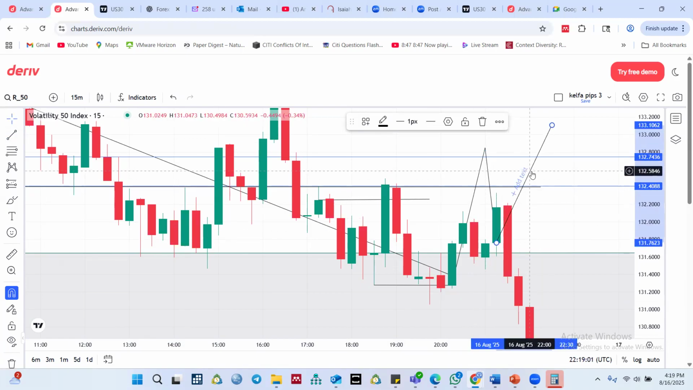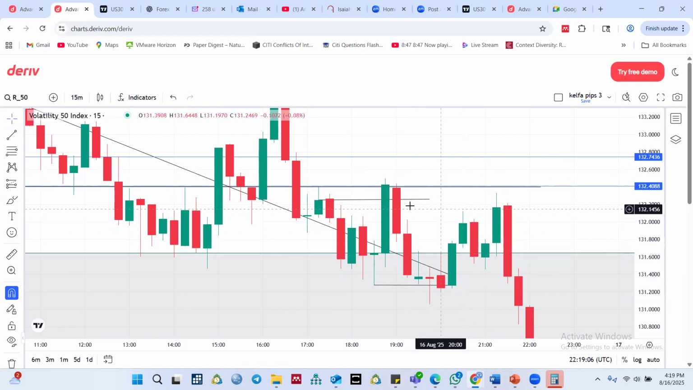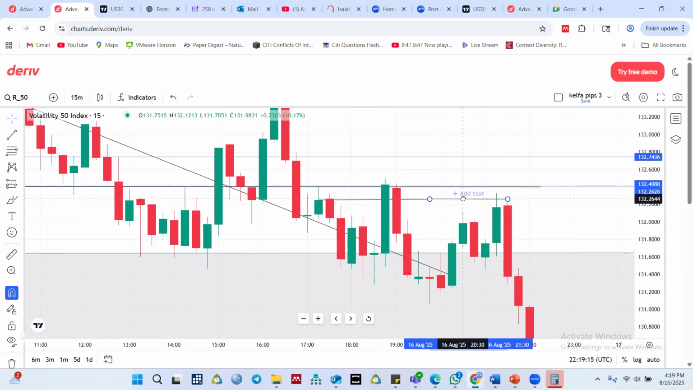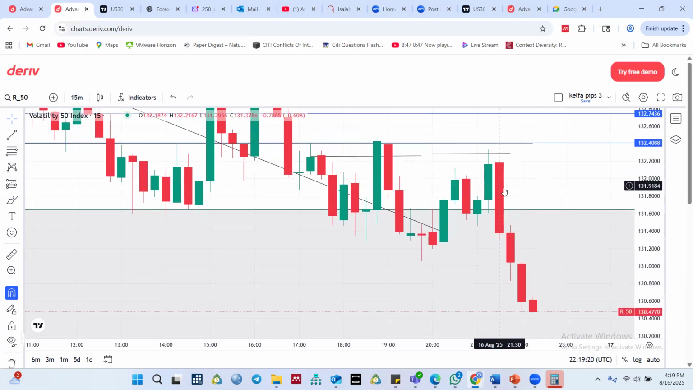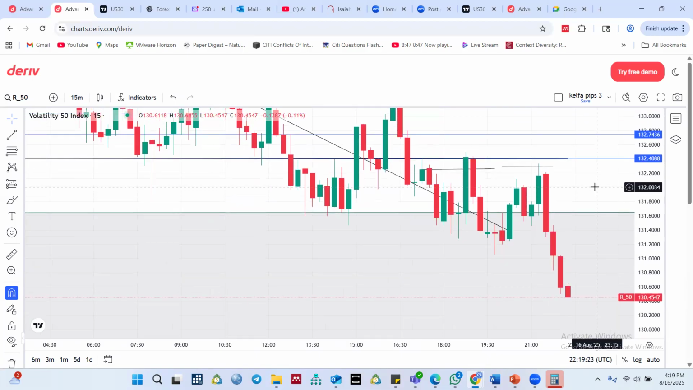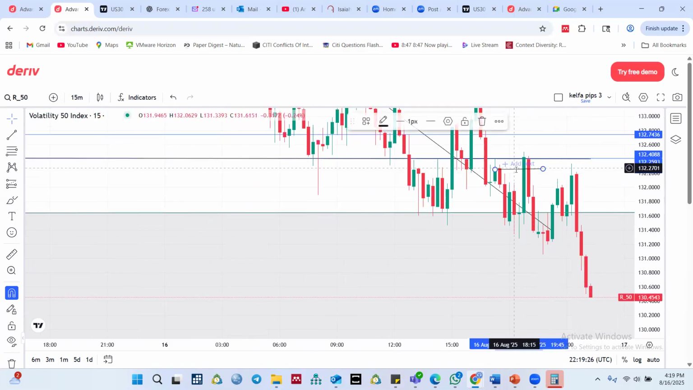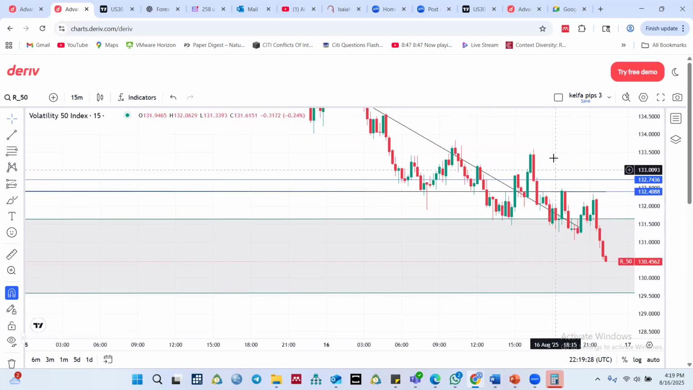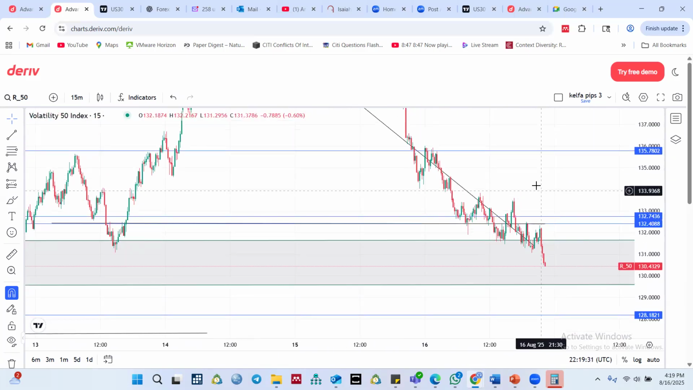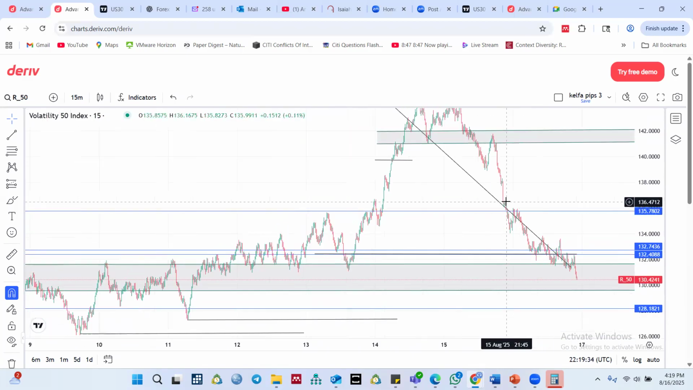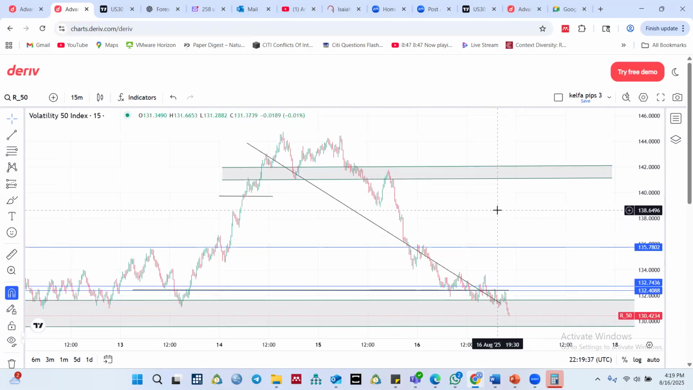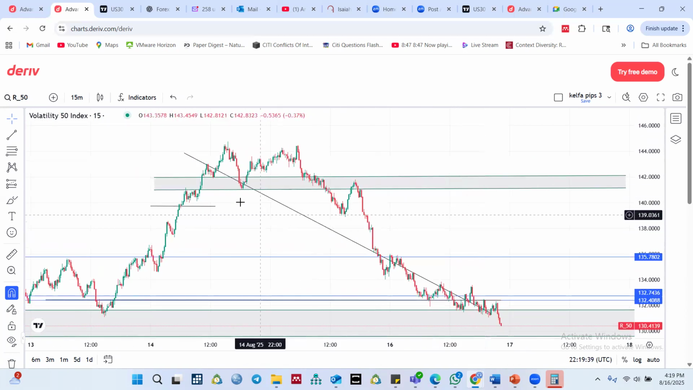But it tried so hard. All the time, it gets resisted around this zone. You see, it didn't get close to this area to close above. It gets resisted. And with this engulfing, it makes it clear that we are not going to go bullish. It means that price is trading through the support like nobody's business. But you see how the market is moving.